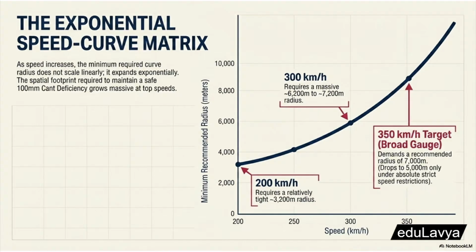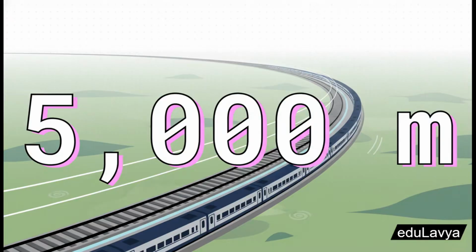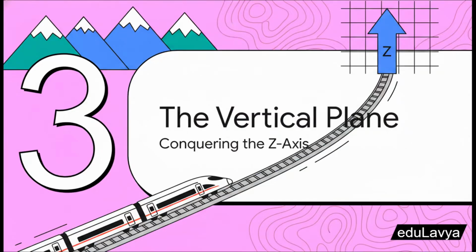For those Indian broad-gauge high-speed corridors, they're proposing a staggering minimum horizontal curve radius of 5,000 meters. Yes, 5 kilometers. To put that into perspective for you, a curve that massive means that if you're a passenger looking out the front window, the track barely looks like it's turning at all. It's just this gentle, sweeping arc that requires an enormous amount of land just to change the train's direction by a couple of degrees. All right, let's pivot to Section 3, the vertical plane and conquering the z-axis.